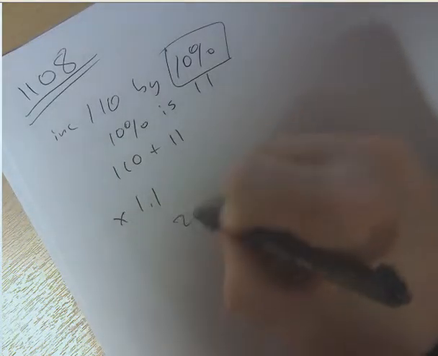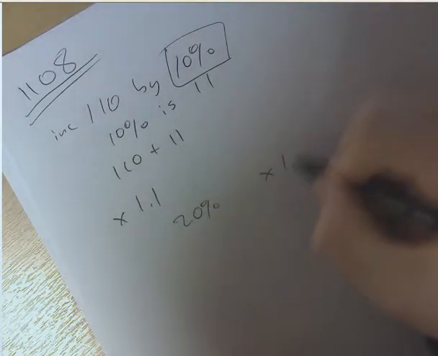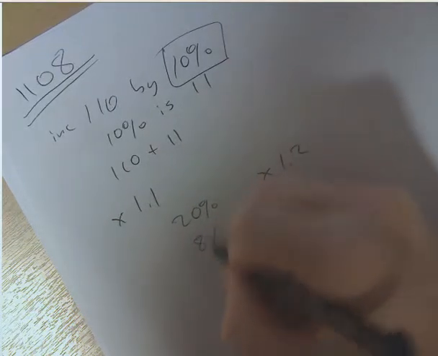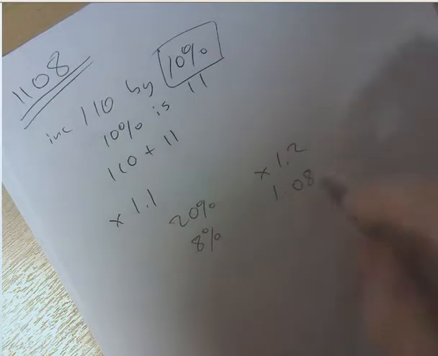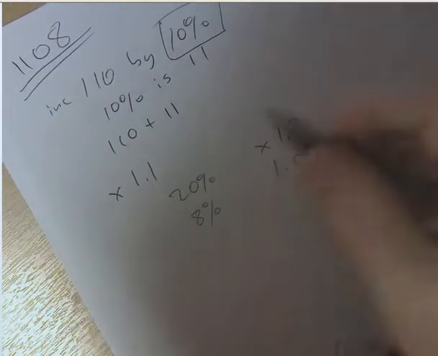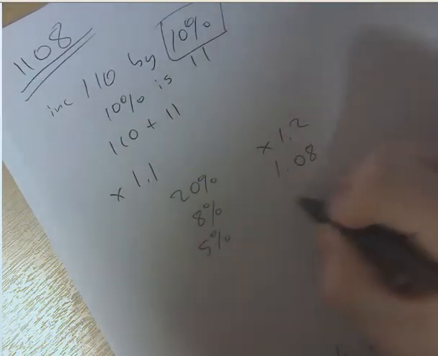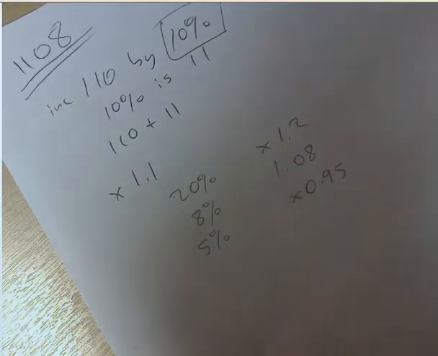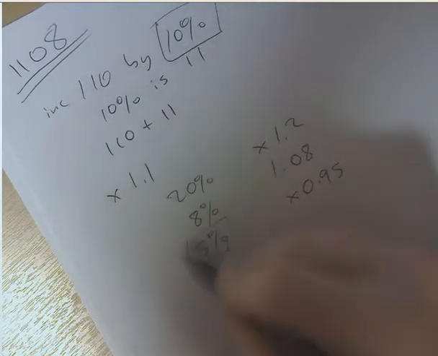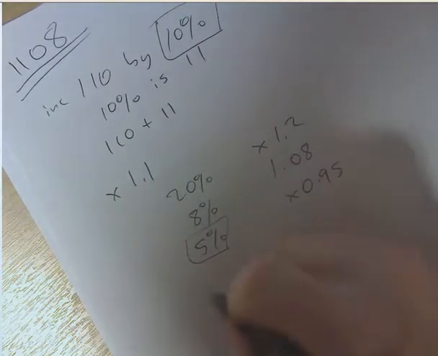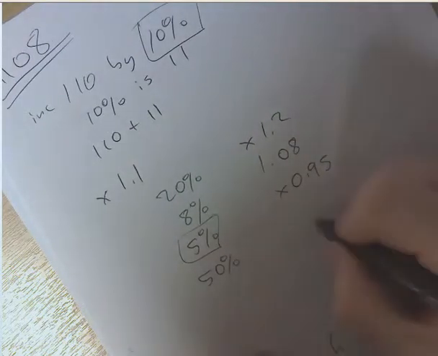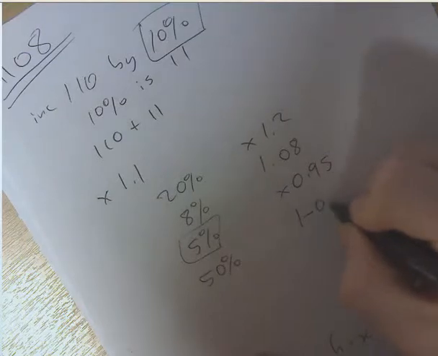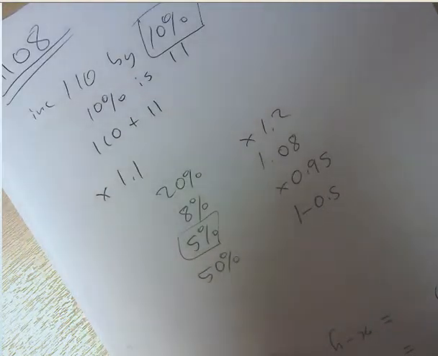So if I wanted to increase by 20%, times by 1.2. Want to increase by 8%, times by 1.08, because the decimal version of 8% is 0.08. If you want to decrease by 5%, times by 0.95. In this case, you take the decimal version of that and subtract it from 1. So if you want to decrease by 50%, the decimal version of 50% is 0.5, so you times by 1 minus 0.5. In other words, 0.5.